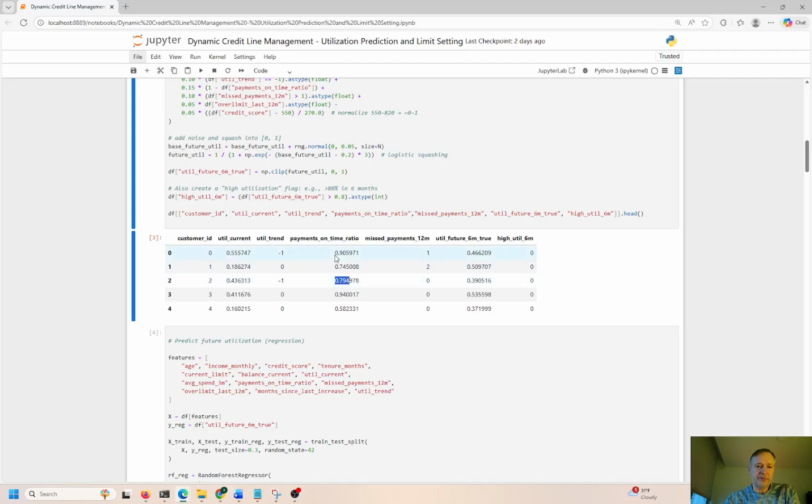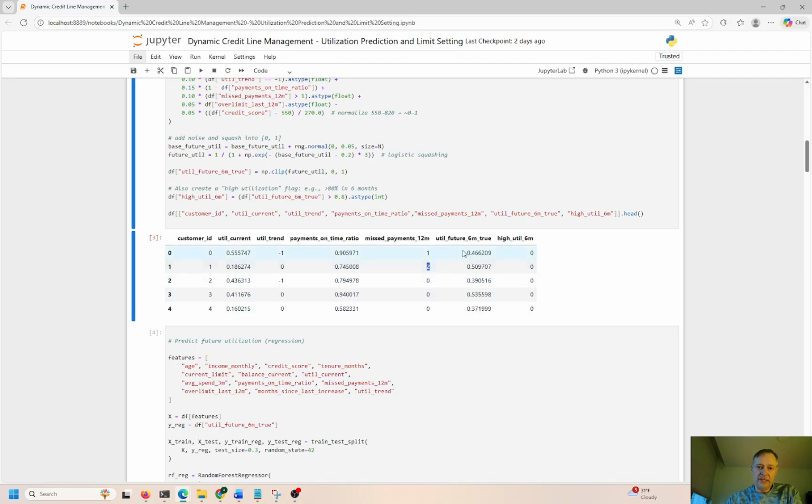And payment on time, most of the time, almost all the time. This is a little bit more than half. So this guy is not really paying on time. He is using credit more aggressively, right? So his limit might be increased, okay? Missed payments in 12 months, they had 1, 2, 0, 0, 0.